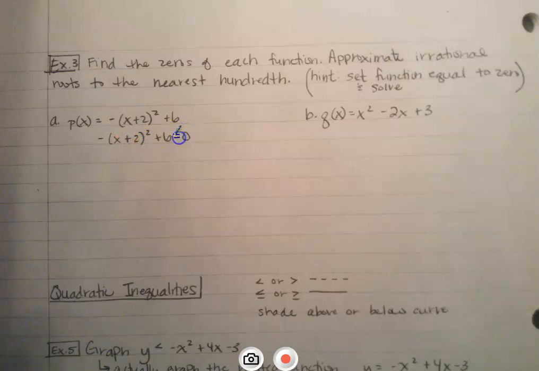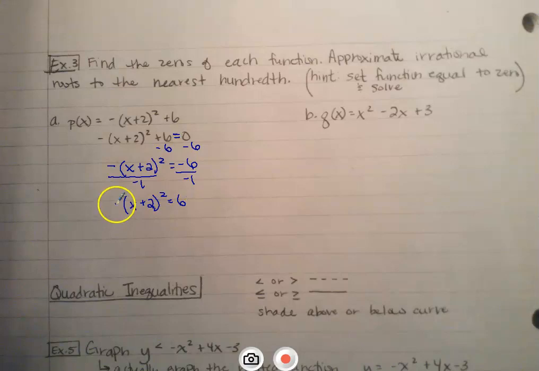Let me pay attention. I need to move my 6 first. Then I can divide. Okay, so I'm going to have negative times the quantity x plus 2 squared equals -6. Then I can divide by my -1. Okay, so then I have the quantity x plus 2 squared equals +6. That looks so much better.